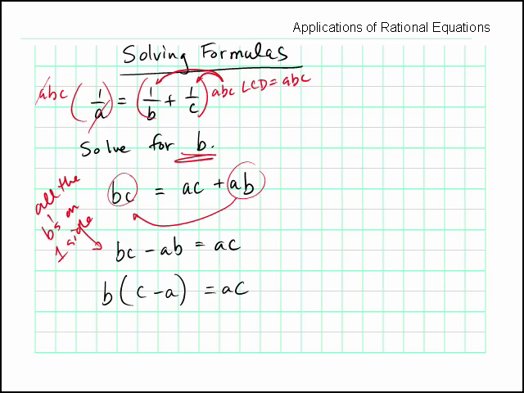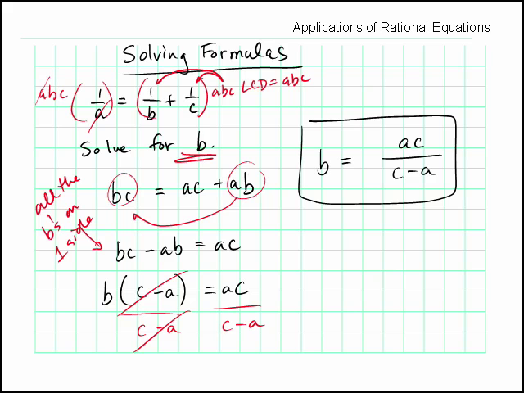Now I'm down to my last step to solve this for b. Now all I've got to do is divide both sides by c minus a, like that. These will cancel, and I will be left with b equals ac over c minus a. And I have it solved for b. Now, depending on which side you move the terms, you could have ended up with an answer that looked a little different.